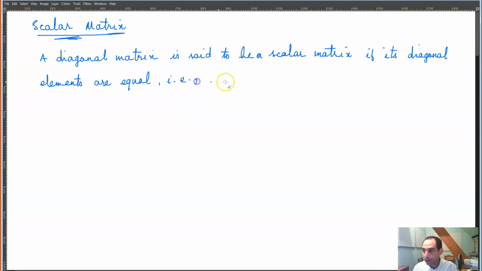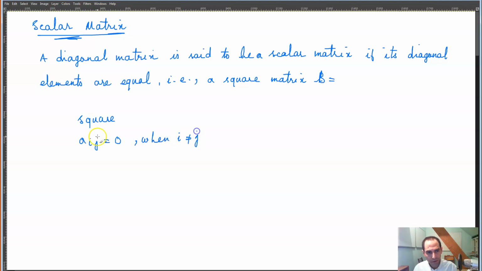That is, a square matrix B, which is equal to, so first of all, the matrix has to be diagonal, meaning that it has to be a square matrix, and it has to be a diagonal matrix, meaning that A of ij is supposed to be equal to 0 whenever i is not equal to j. So that makes it a diagonal matrix.